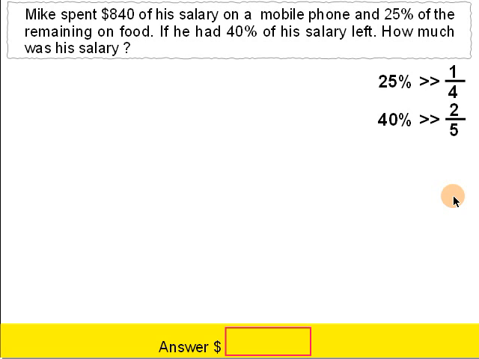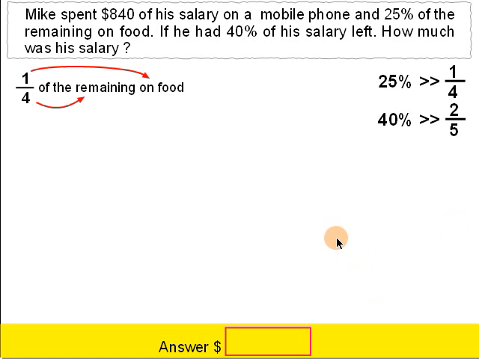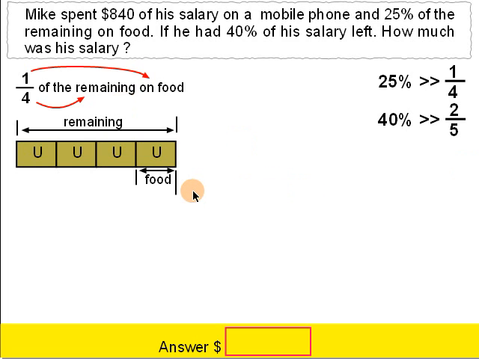25% can be expressed as 1/4 in fractions, whereas 40% can be expressed as 2/5 in simplest form. As the question says that he spent 25% of the remaining on food, we rewrite it into 1/4 of the remaining on food. That means we can express the remaining money as 4 units, and out of 4 units, 1 unit has been spent on food.